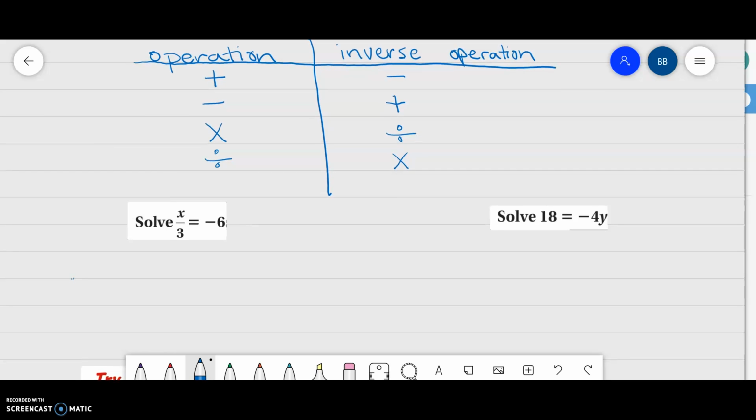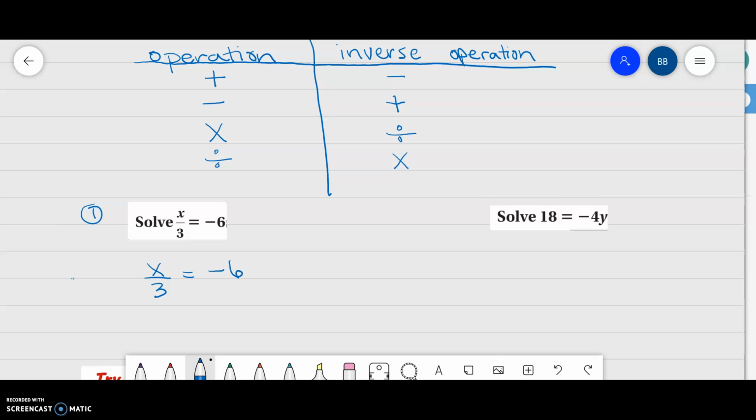So in this first example, solve x divided by 3 equals -6. So we're solving for x. So I'm just going to start by rewriting this problem out.